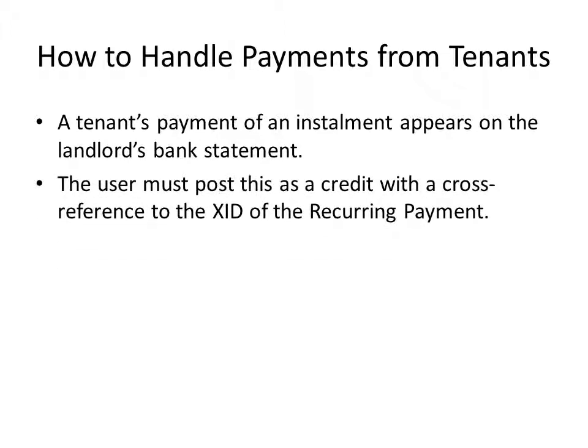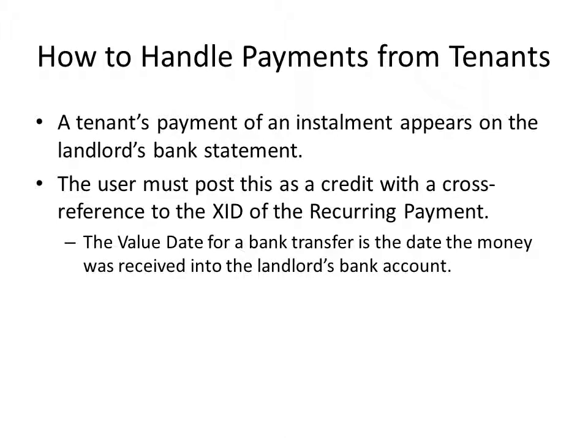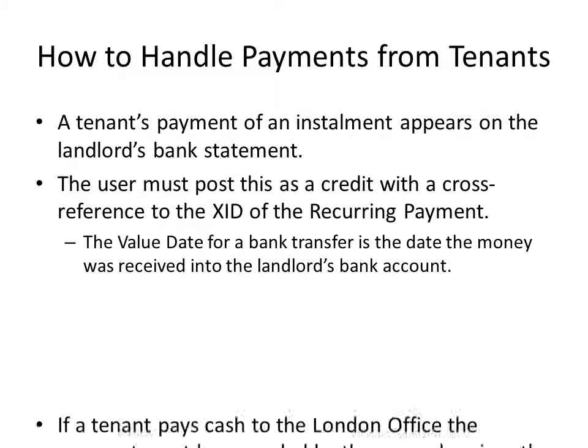The user who is checking the bank statement must then post a credit to the tenant's account using the transaction ID of the recurring payment as a cross-reference. The value date will be the date the money appeared in the landlord's bank statement.